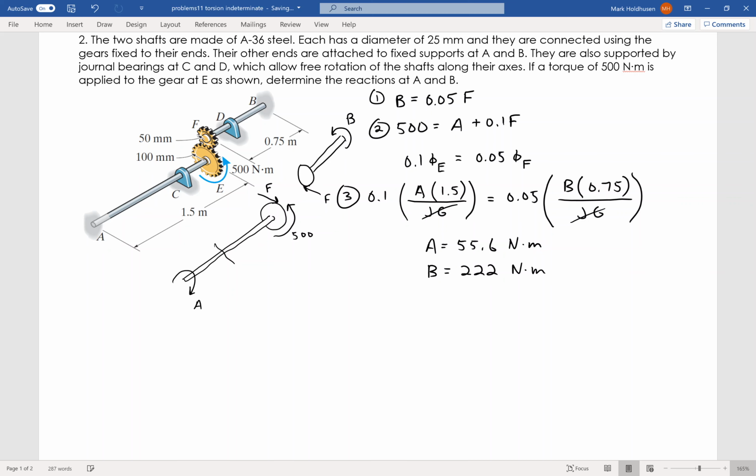So again, do your statics. If you don't have enough equations, go ahead and create a compatibility equation. The compatibility equation here uses that gear ratio, knowing that the radius times the angle of twist has to be the same. That arc length has to be the same for each shaft connected by those gears.